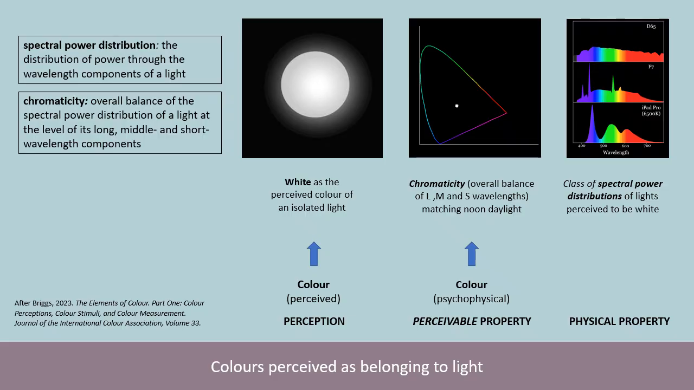wavelength components. These lights would be expected to match in perceived colour when viewed under the same conditions, and in this sense they may be said to have a common disposition to evoke a perceived colour. This matching perceived colour is achromatic or white for an isolated light and under some other viewing conditions, but could vary under other conditions.